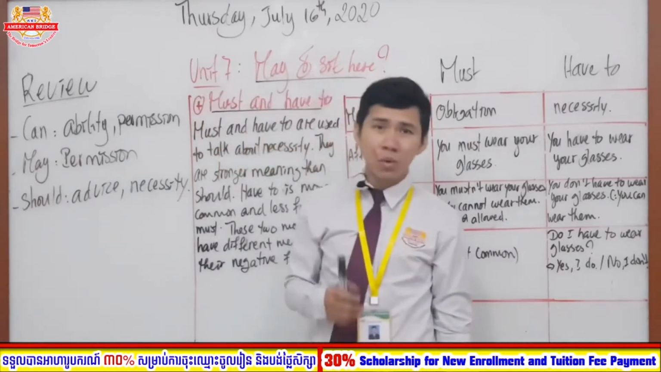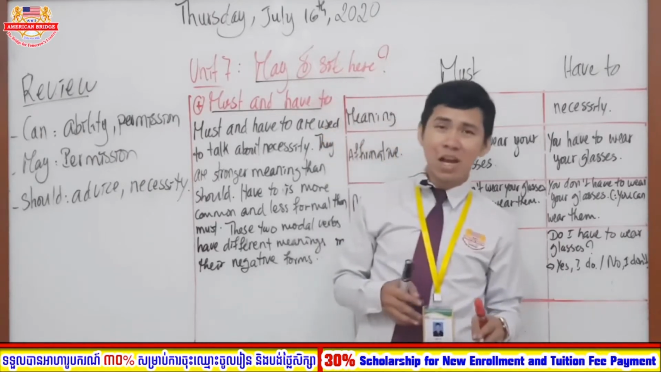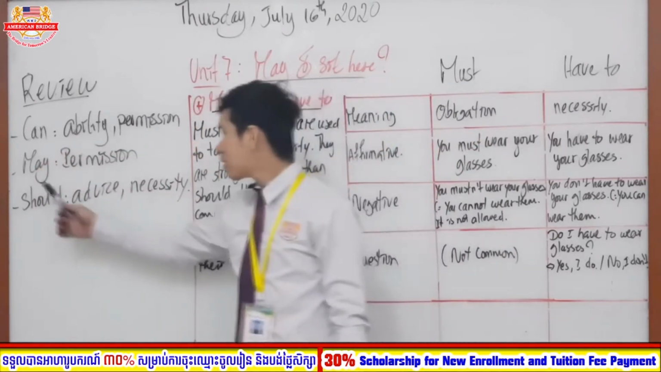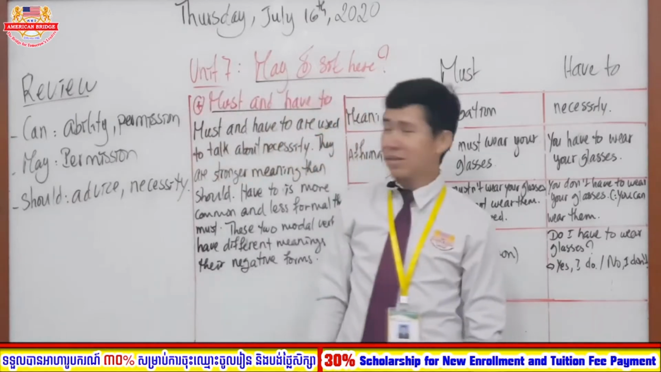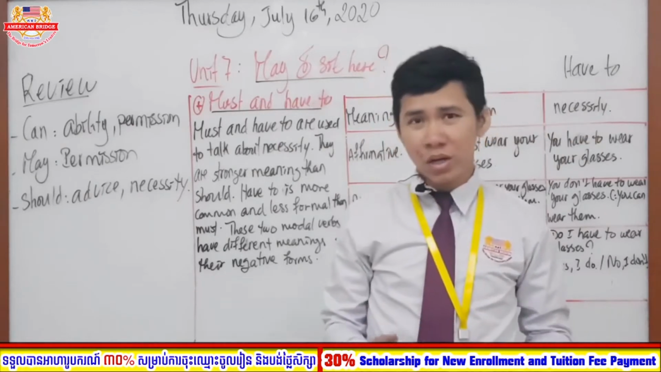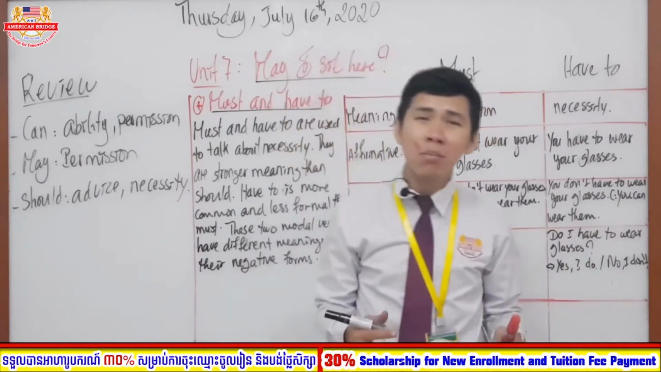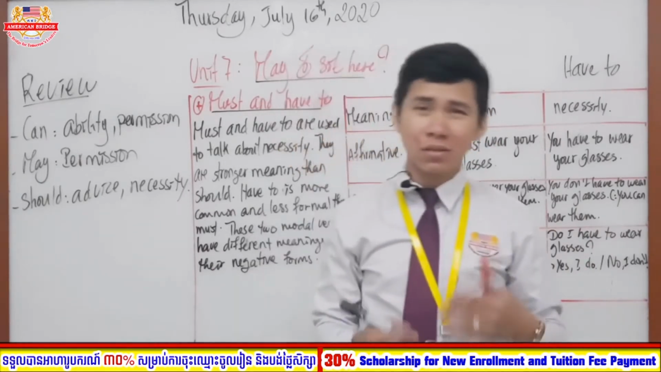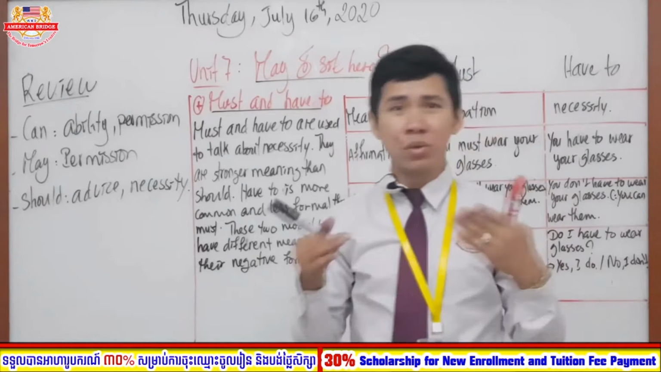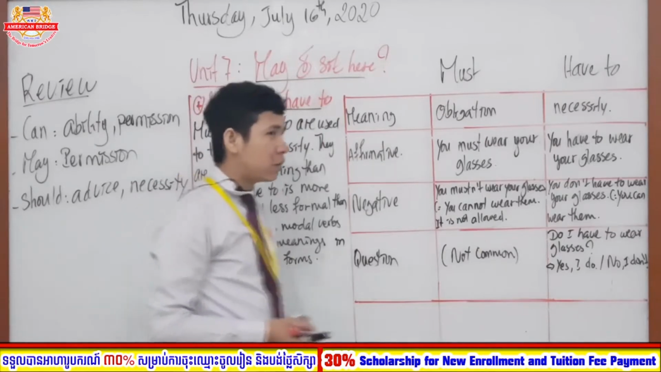In this module, we have different uses for these verbs. Can talks about ability and permission, may talks about permission, and should talks about advice and necessity. I believe everyone recognizes this well, in order to compare can and may. Because can and may have the same definition, I have to compare them to show when we use can and when we use may.